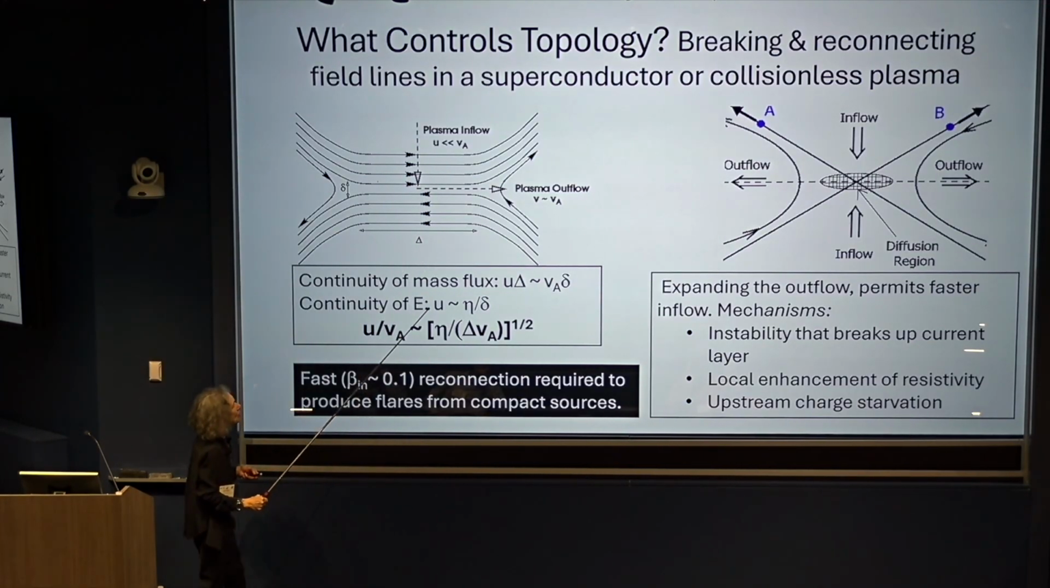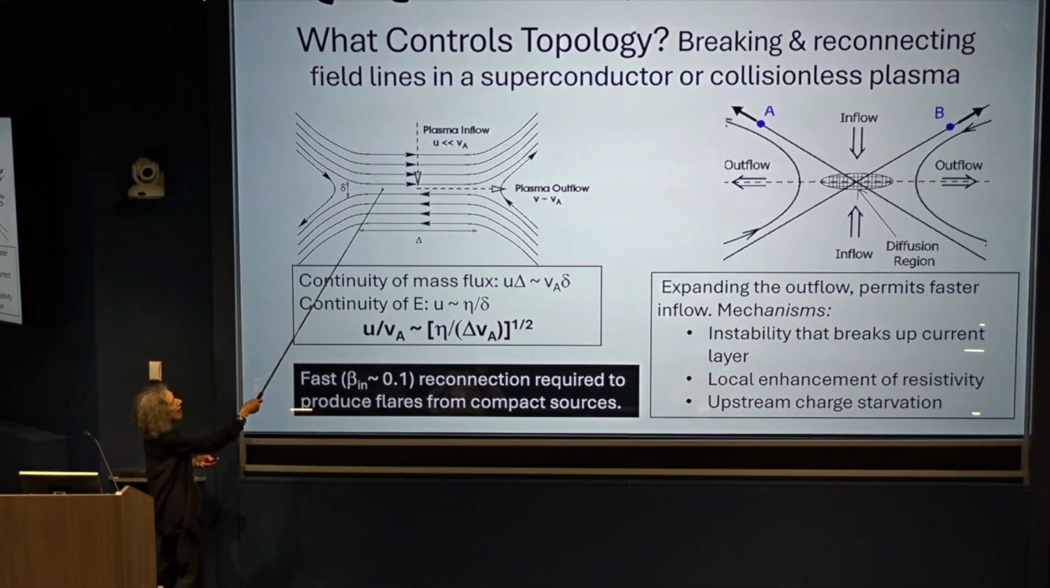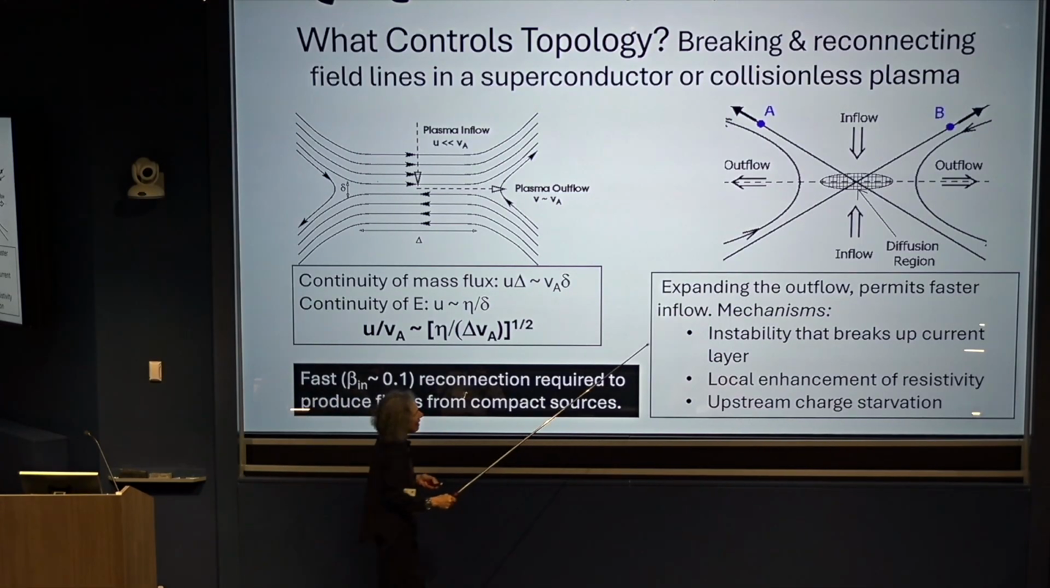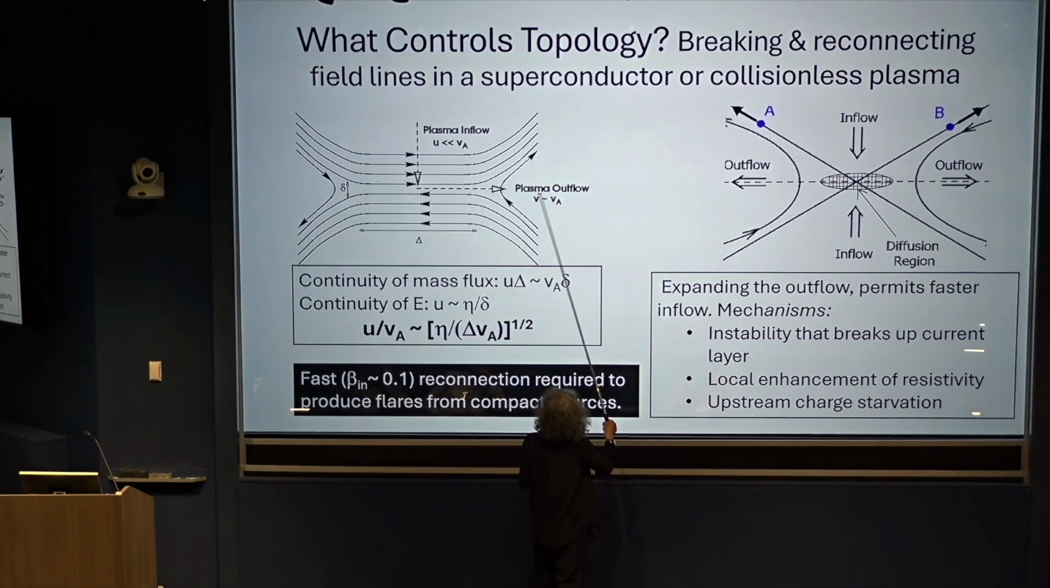And if you go through a couple of continuity requirements, you find that the ratio of this inflow velocity to the Alfvén speed is proportional to the resistivity divided by the macroscopic length of the current sheet times the Alfvén velocity. So this type of configuration leads to very slow reconnection.